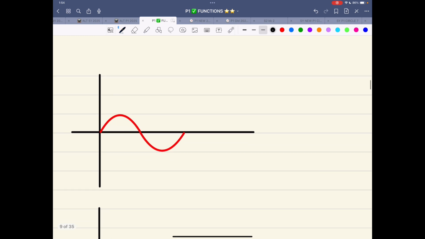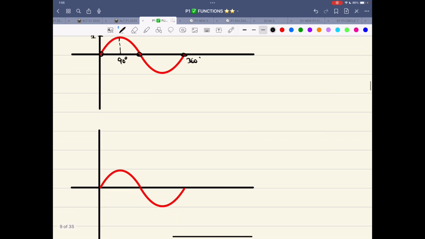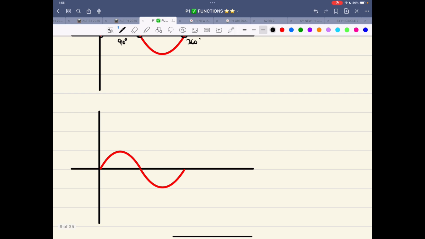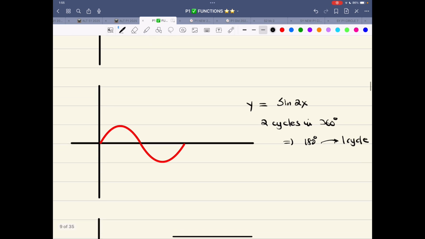Now over here, what have I drawn? I have again drawn y equals sine x. This is 0, this is 180, this is 360, and this one is 90 degrees corresponding to 1. And over here, what have I drawn? I have drawn y equals sine of 2x. What is the rule? That is 2 cycles in 360 degrees. That's the rule. Therefore, in 180 degrees, we are drawing one cycle. So this is 0, this is 90, this is 180. Half of 90 is 45.